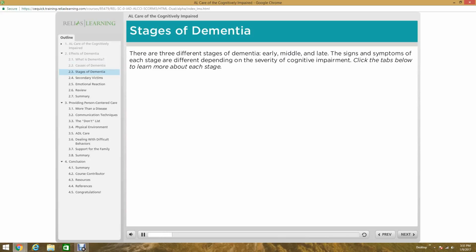Stages of dementia. There are 3 different stages of dementia: early, middle, and late. The signs and symptoms of each stage are different depending on the severity of cognitive impairment. Click the tabs below to learn more about each stage.